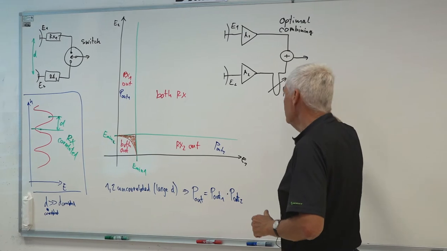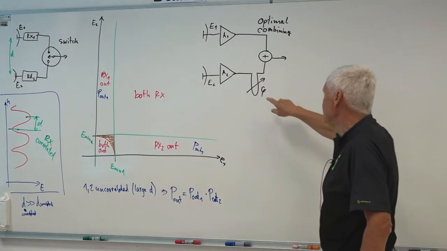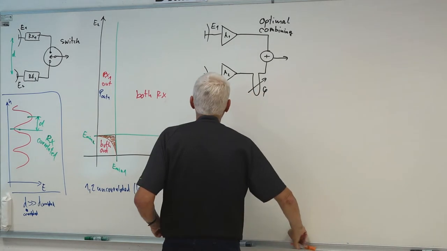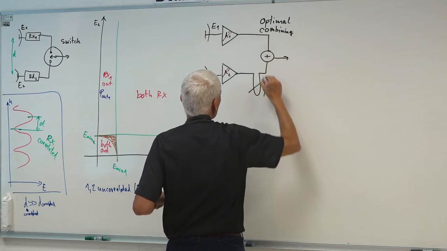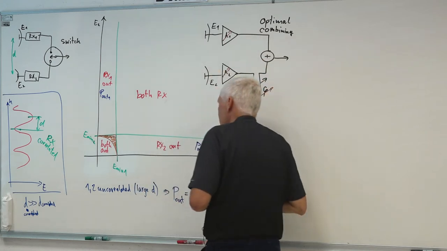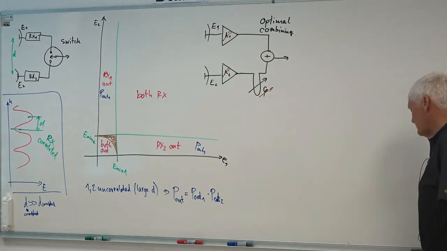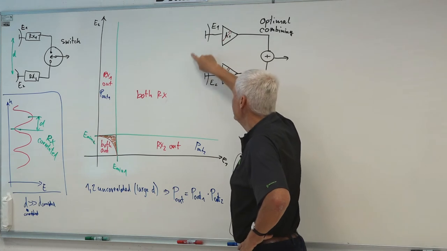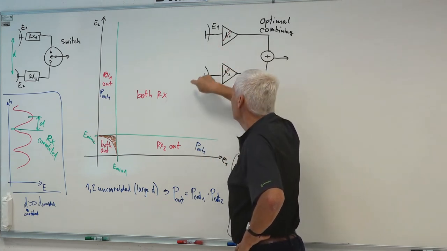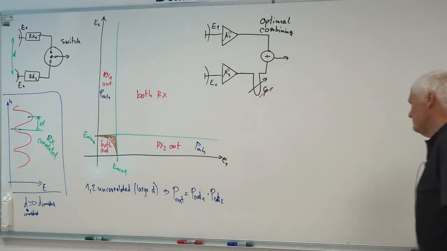Optimal combining is used on some occasions, but it is not that easy to do, because you have to adjust the gains of both amplifiers, and you also have to adjust the phase to have the correct phasor sum to get most of the signal. Here we think of noise as being uncorrelated between the two antennas, while the signal is correlated between the two antennas, and that's the reason why we are doing this.